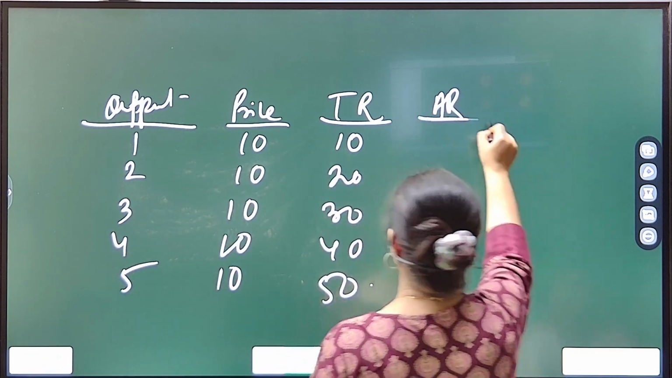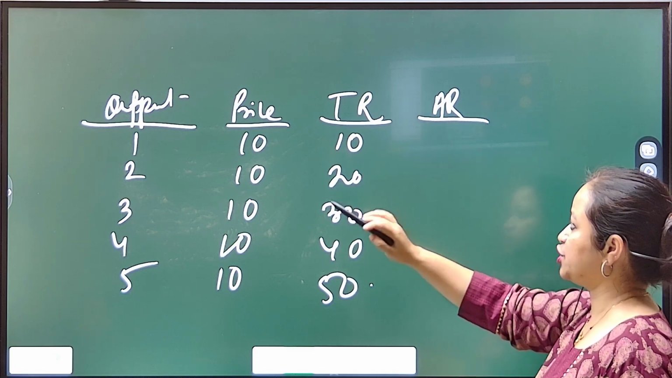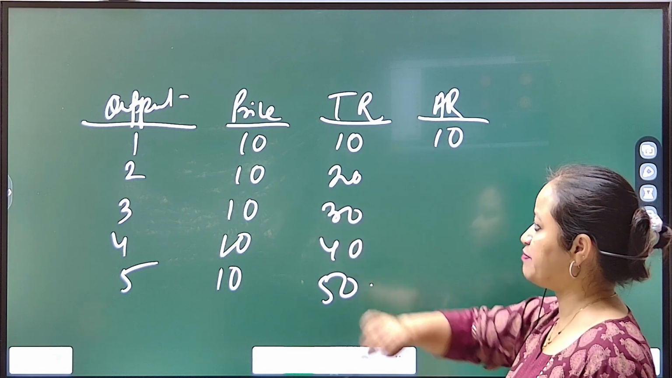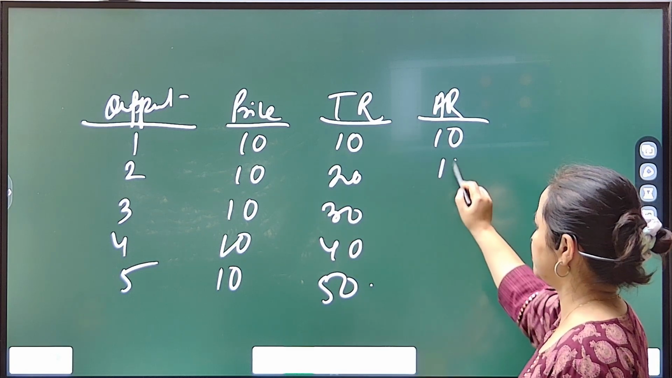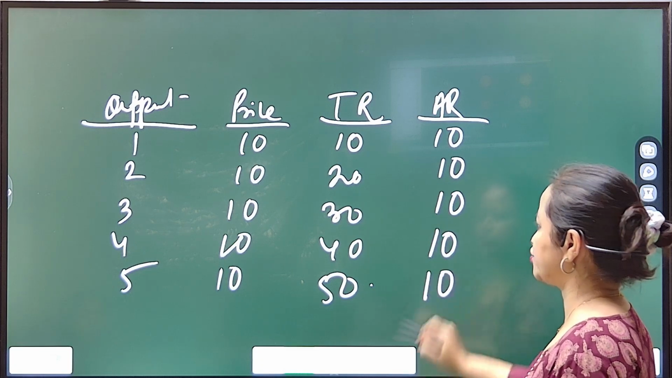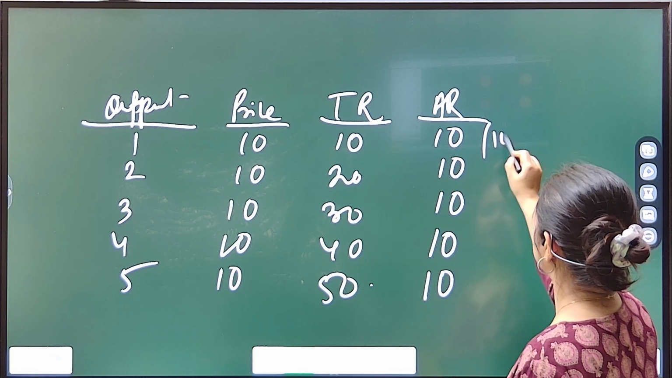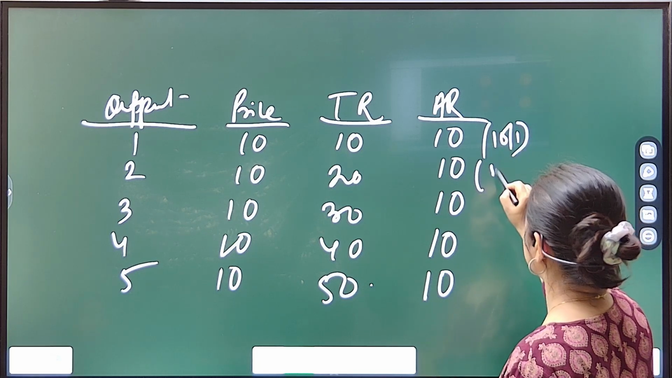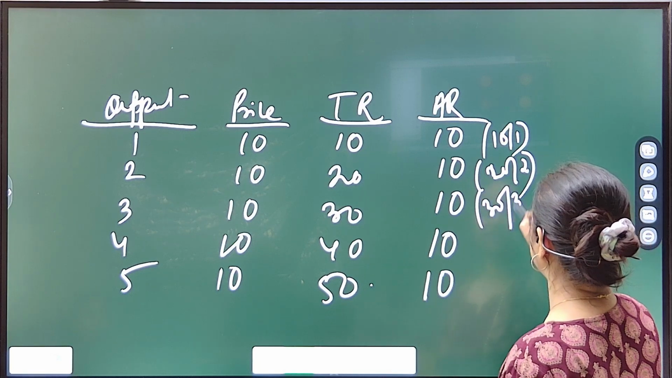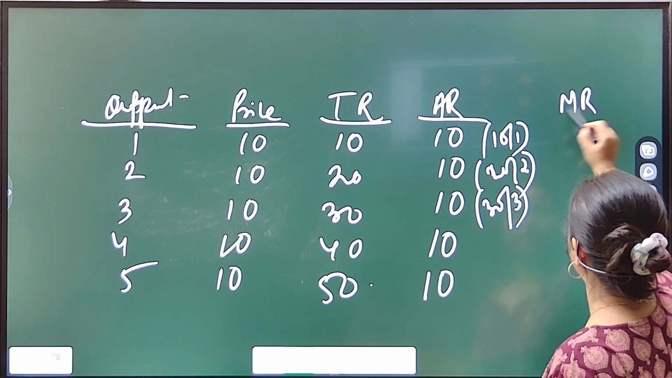And what will be our AR? So AR is equal to TR divided by Q. 10 divided by 1, 10. 20 divided by 2, 10. 30 divided by 3, 10. Here also 10, here also 10. Right? And how will you calculate MR here?